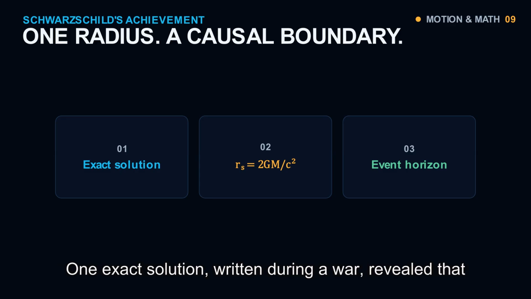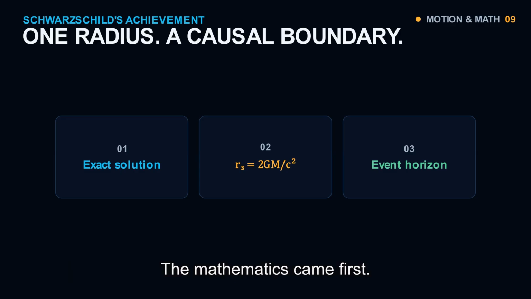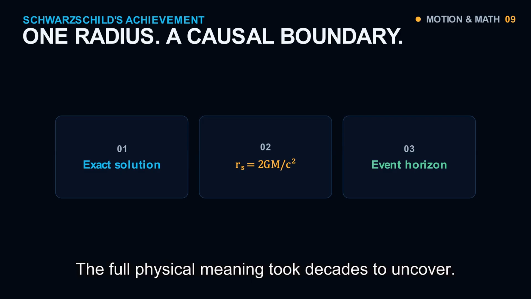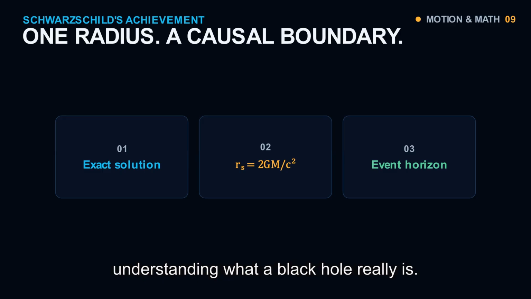One exact solution, written during a war, revealed that Einstein's new geometry permitted an object unlike anything in Newtonian physics. The mathematics came first. The full physical meaning took decades to uncover. Today the Schwarzschild radius remains the cleanest doorway into understanding what a black hole really is.